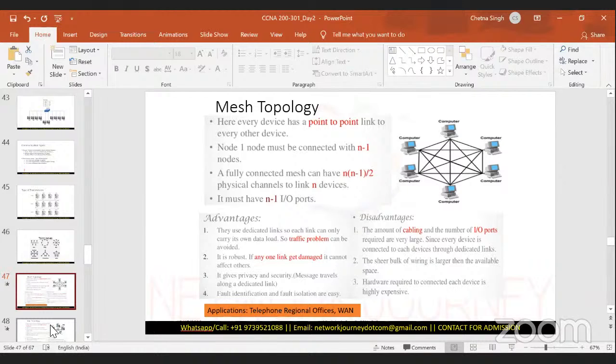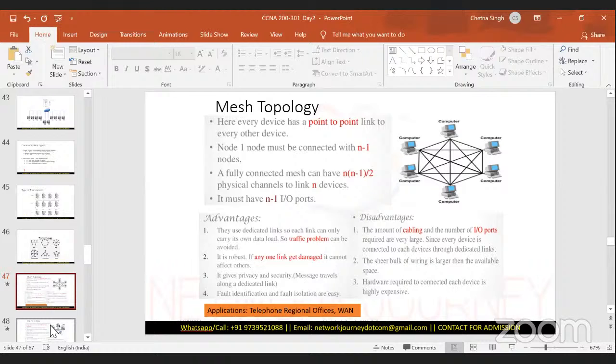The advantage you see is that you have a dedicated link, so you have dedicated bandwidth allocated. So the traffic problem or congestion can be avoided. And if there is a link failure between any two PCs, the other links are not affected. That is another advantage, that it is quite robust. Then it gives you good privacy, since you have an individual cable connected to that particular system. You don't have any security issues here. Things are kept private.